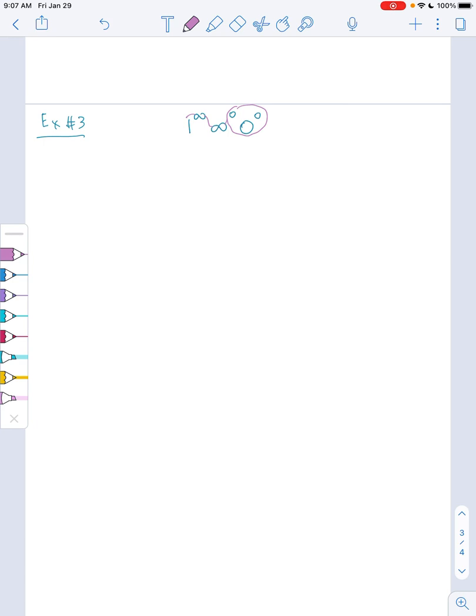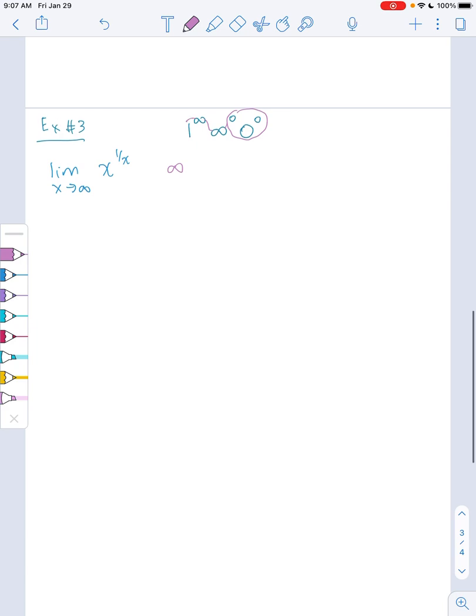So the first example, let's see which one we get. We have the limit as x approaches infinity of x to the 1 over x power. If I do my initial plug-in, I have infinity as the base, and then 1 over infinity, which we now should know is 0. So infinity to the 0 is definitely one of those indeterminate forms. It's the middle of that caterpillar.